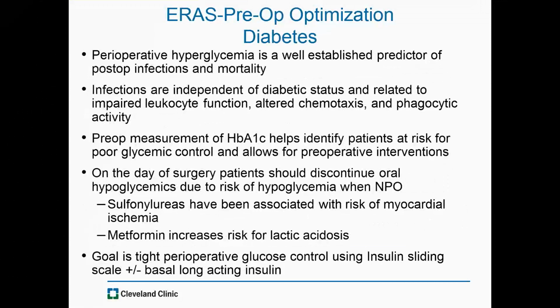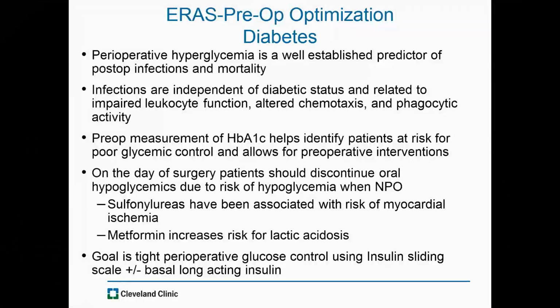So for patients with diabetes, it's now well established that perioperative hyperglycemia is a predictor of post-op infections and mortality. And these infections are independent of the patient just being a diabetic and more related to perioperative hyperglycemia with its resultant impaired leukocyte function, chemotaxis, and phagocytic activity, which are all important functions to reduce infections. Therefore it can be helpful to measure a hemoglobin A1C preoperatively, as that will identify patients that are at risk for poor glycemic control and therefore allow for preoperative interventions.